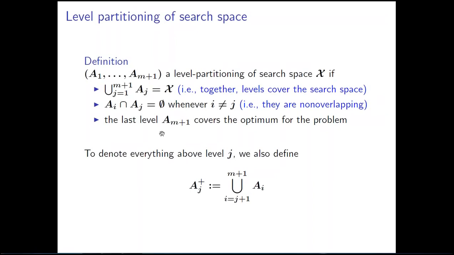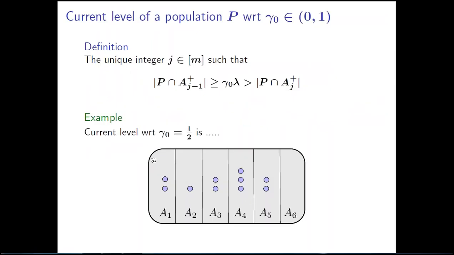And the final thing we need is that the last level should correspond to the optimum for the problem, or this set B I talked about earlier. And just to have convenient notation, I say that A_j+ is all the part of the search space which is above level j, so from level j plus 1 and upwards. Okay, so here is a particular example of a search space. I have made a partition into 6 subsets, and I have a particular population here, these circles.